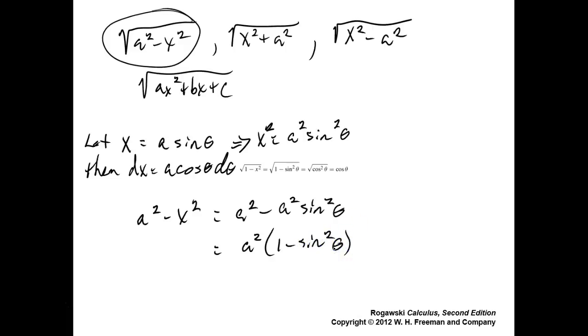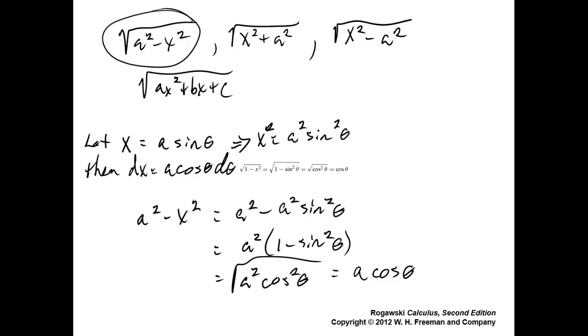And guess what we've got there? Cosine squared theta. So this is a squared cosine squared theta. And guess what? That's what's inside the radical. So if you put that inside the radical, that becomes the square root of a squared, which is a, times the square root of cosine squared, which is cosine theta. So look at that, okay?